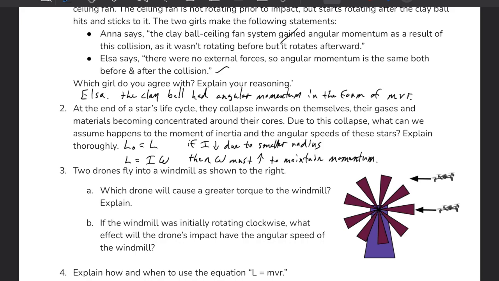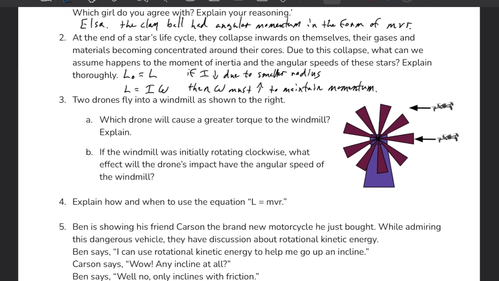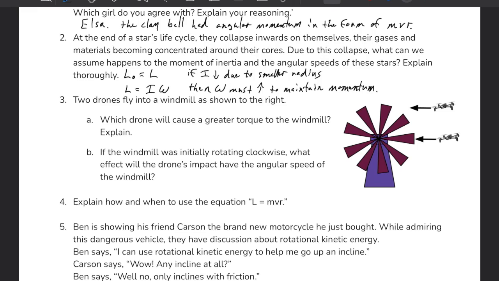Two drones fly into a windmill as shown to the right. Which drone will cause a greater torque to the windmill? We've got to number these. Number 1 at the top, number 2 underneath it. Number 1 is the only one that's even causing a torque, so the only one that's a non-zero torque is number 1. It's hitting the windmill with a force from some distance away from the pivot.